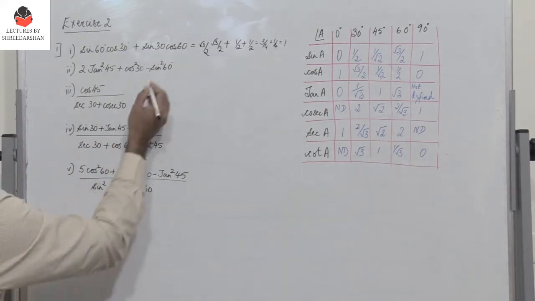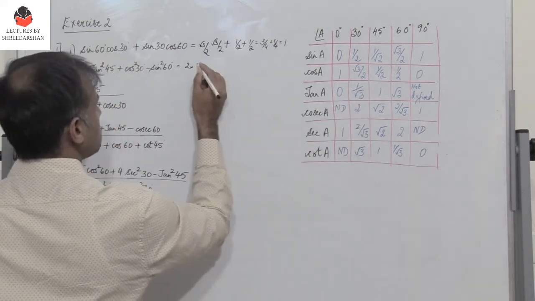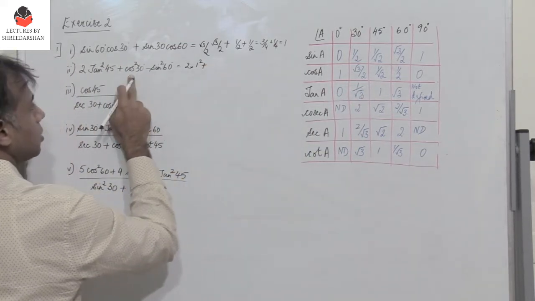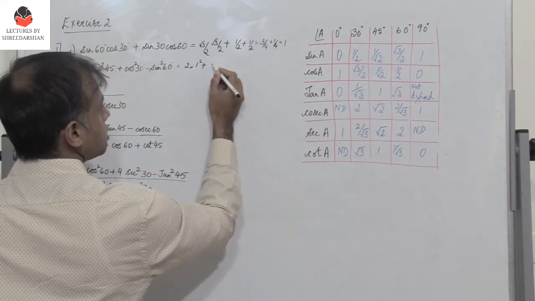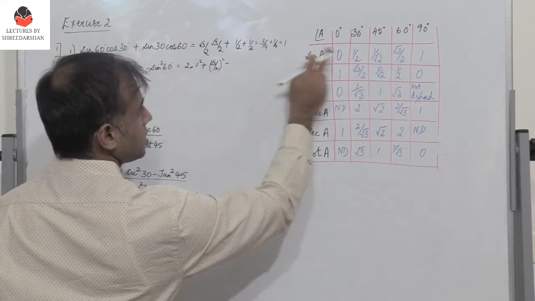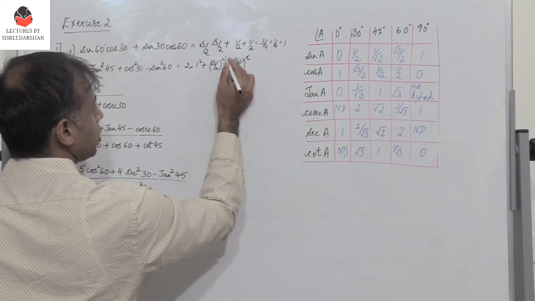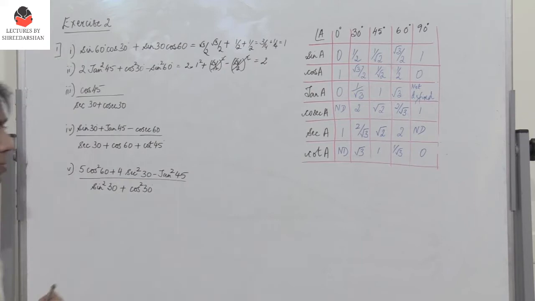Next, second problem, 2 into tan square 45. Tan 45 is 1, so 1 square plus cos square 30, so which is root 3 by 2 whole square, minus sine square 60 is again root 3 by 2 the whole square. So these two get cancelled, so the answer is 2. Very simple. Moving on with the next one.